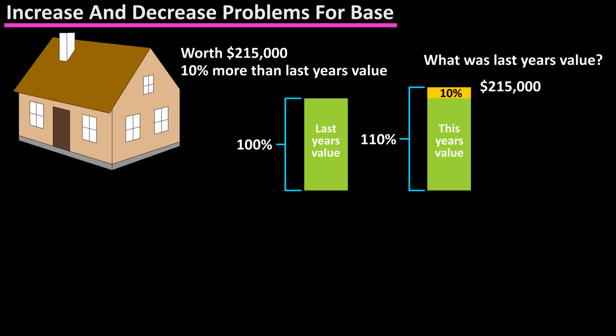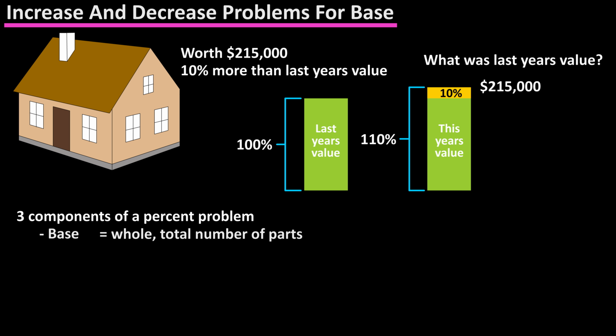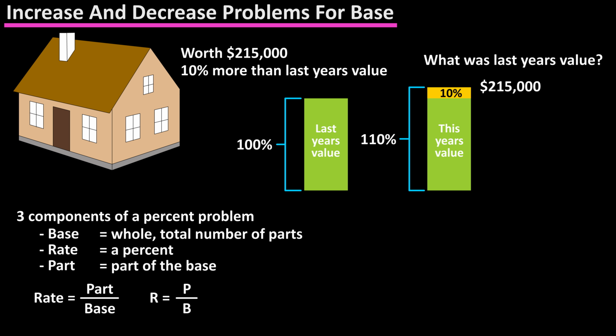Now a quick review from previous videos. There are three components of a percent problem: the base, which is the whole or total number of parts; the rate, which is a percent, a number followed by the percent sign; and the part, which is part of the base, a part of the total number of parts. The formula is rate equals part divided by base.